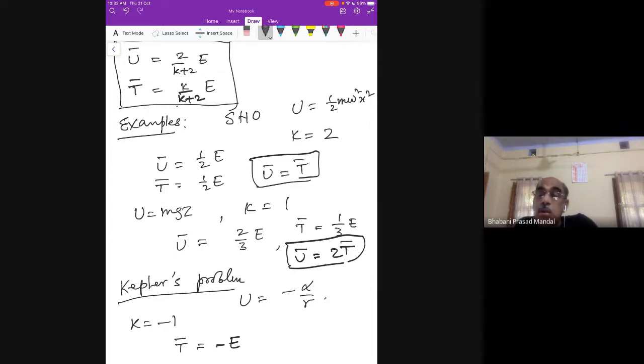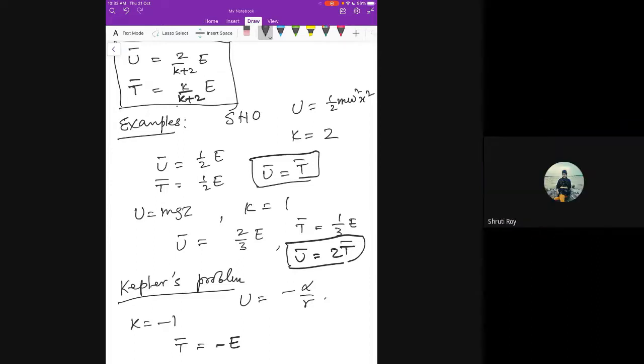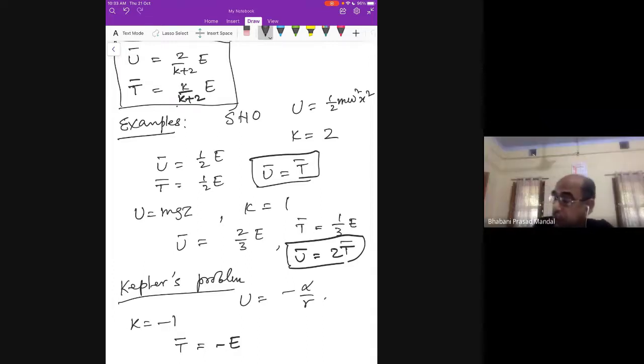Is that wrong? No, sir. Bounded system. Good. So it is a bounded system. E is itself negative. So this is not that average kinetic energy is negative. Of course, average kinetic energy cannot be a negative quantity, right? But this is not a negative quantity. E is itself negative. So E less than 0, bound problem. So this is not a contradiction.